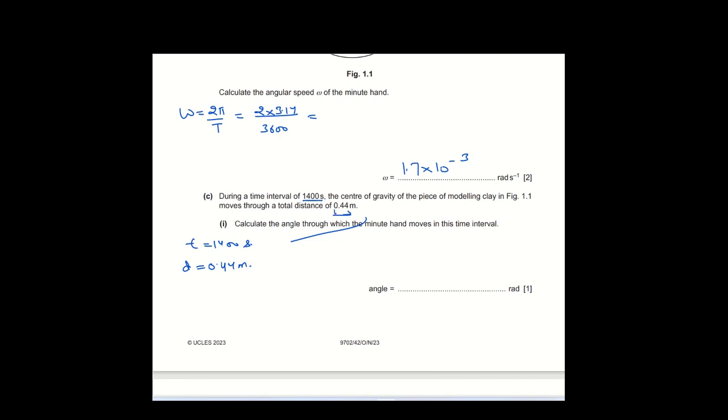For calculating the angle we don't need the distance value here, because we have a relation theta is equal to omega t, and omega we have calculated in the above part. So it is 1.7 into 10 raised to power minus 3 multiplied by time 1400 seconds. On solving we will get the angle 2.4 radian. That's it.